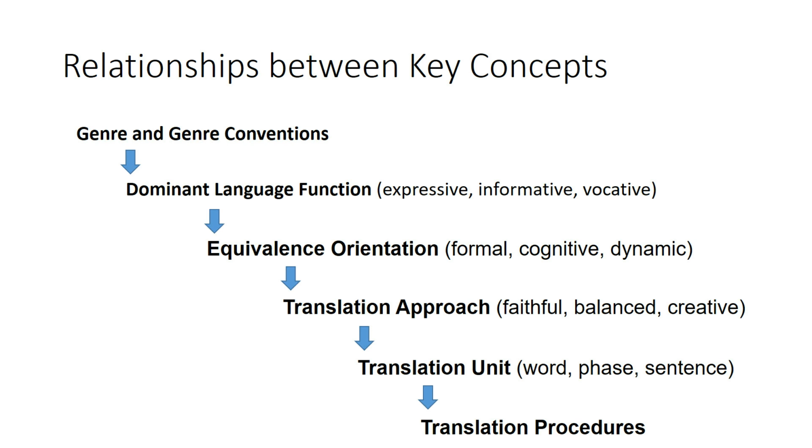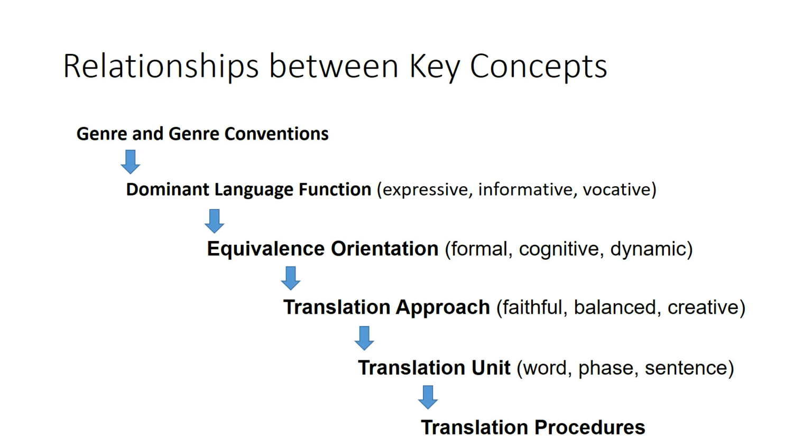One of those genre conventions is going to tell us, for any given text type, the genre conventions are going to literally dictate to us what the dominant language function should be. Is the dominant language function expressive, informative, or vocative, right? Is it trying to express emotions or attitudes? Is it simply conveying information? Or is it trying to get the reader to do something, the vocative function? Genre conventions are going to tell us what the dominant language function is, and as we saw earlier, there is a sort of correlation between language function and the type of equivalence that we want to emphasize or prioritize.